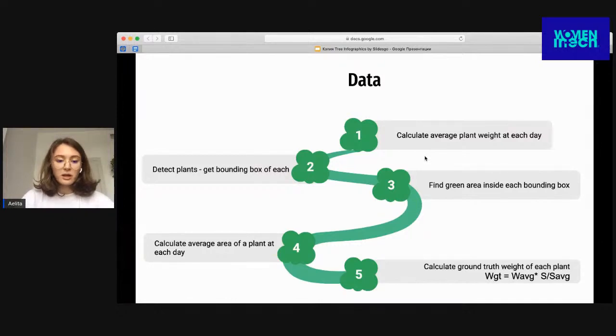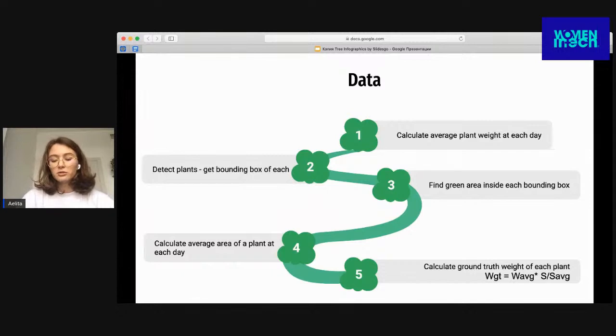Then we detect plants, get the bounding box of each plant, find the green area inside each bounding box, then calculate the average area of a plant at each day, because for each day we have several plants, 9, and we calculate the average area of them at each day. And then we calculate the ground truth weight of each plant using this equation. Simply speaking, the greater the area of a plant, the greater its weight.